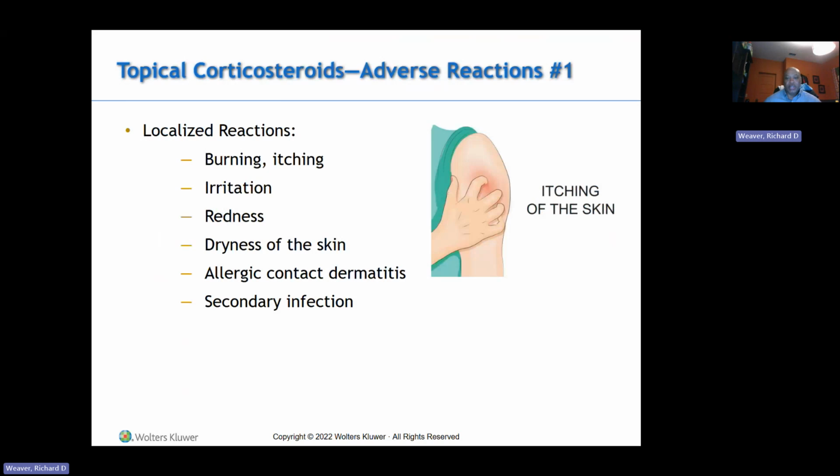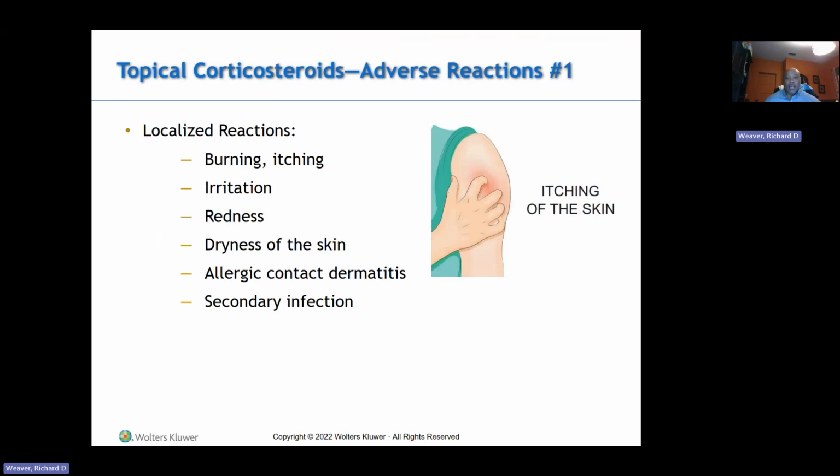Now, these reactions are more likely to occur if an occlusive dressing is used. All right. Remember that occlusive dressing is like a plastic dressing that they place over top of the area where the medication or the topical medication is being applied. And so when that topical material is applied, it tends to make the absorption a whole lot stronger, if you will, or even better. It improves the absorption.